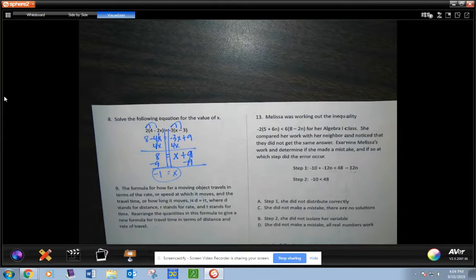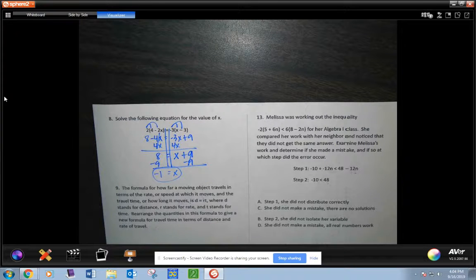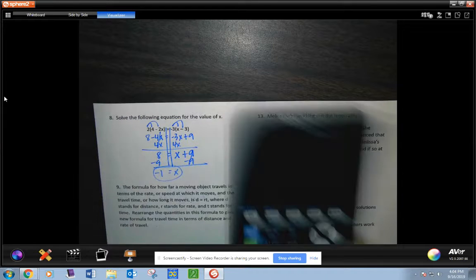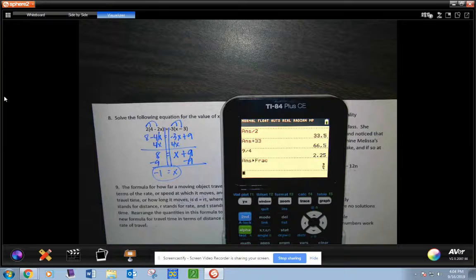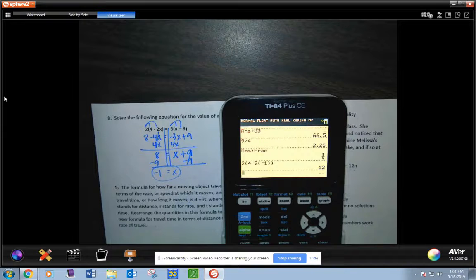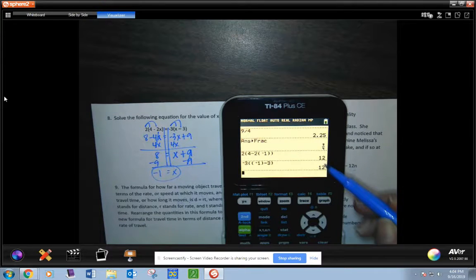Now, for my regular students, remember you can check this with the calculator, and you would do 2 parentheses 4 minus 2 times negative 1. Close that parentheses, see what you get. Negative 3 parentheses, and since it's x, parentheses negative 1 minus 3 close parentheses, and my answer should be the same. If they're the same, then I've got it right.